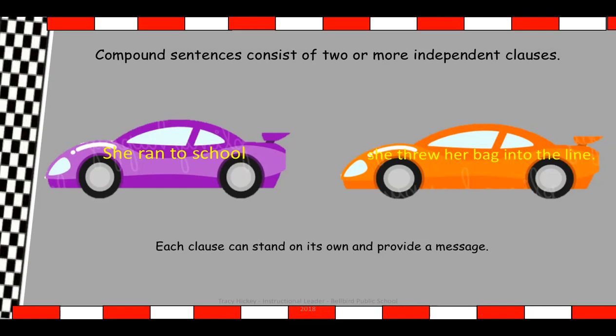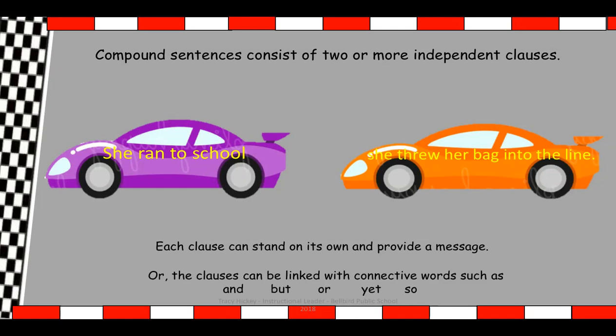But what we can do to make both of these clauses into one sentence, we can add a connective word or a conjunction in the middle of them to form a compound sentence. So, some conjunctions that we can use for compound sentences are and, but, or, yet, or so. And in this case, we're going to use the conjunction and. So our compound sentence becomes, she ran to school and she threw her bag into the line. And like I said before, both of these clauses should have their own verb. So she ran to school, ran is the verb in that clause, and she threw her bag into the line, threw is the verb in that second clause.